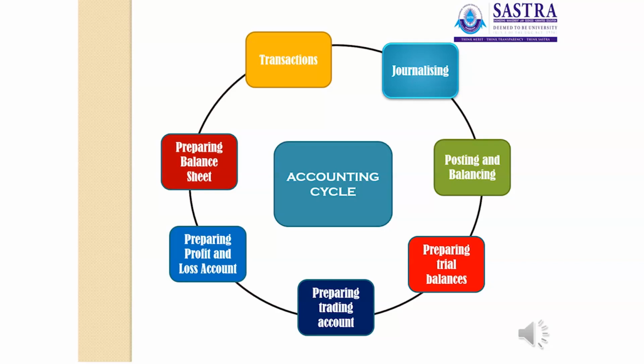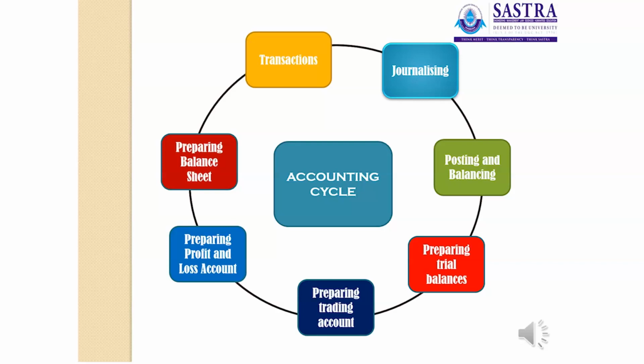What are the steps involved in the accounting cycle? First one is identifying the transactions and journalizing, then posting and balancing. Third step is preparing trial balance. Next is preparing trading account, then preparing profit and loss account, and the last one is preparing balance sheet. So this is the process of steps involved in the accounting cycle.